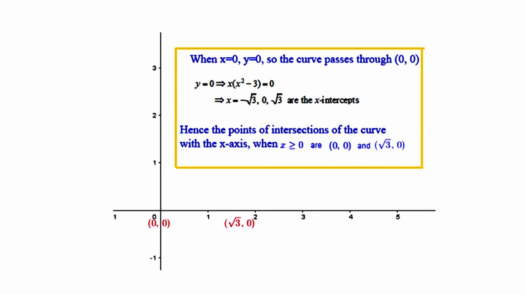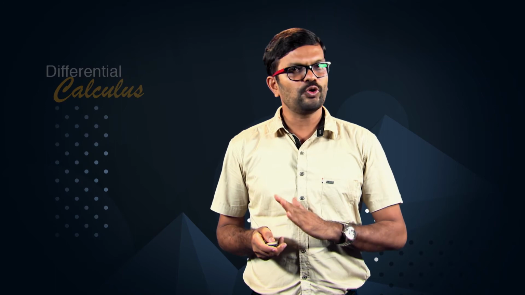Further, y is equal to 0 implies x into x square minus 3 is equal to 0. Thus, x is equal to minus root 3, 0, root 3 are the x intercepts. As we have a polynomial function, no asymptotes are possible. Let us now move on to the derivatives.